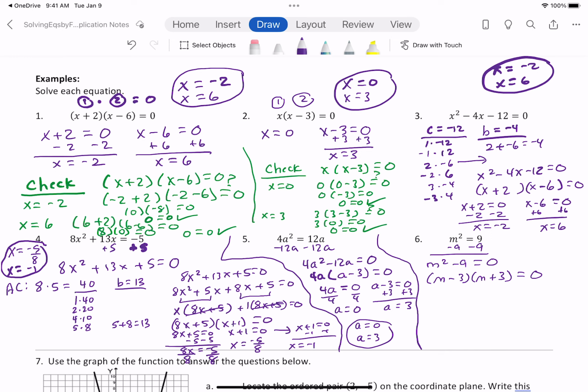Now I have my two factors being multiplied equal to 0. So I'm just going to set each one of those factors equal to 0. And then solve each one. So we get m is equal to 3, or m is equal to negative 3. So our two solutions: m equals 3, m equals negative 3.